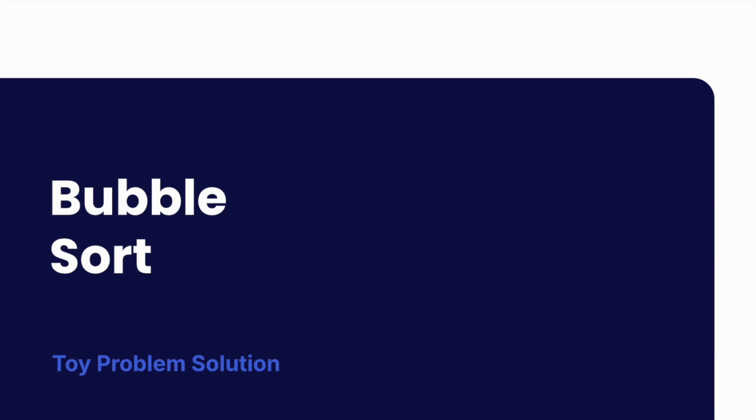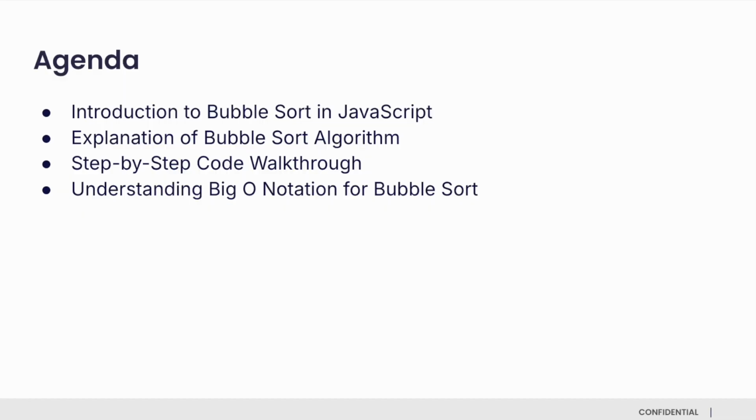Here's what we'll cover today. We'll begin by discussing what the bubble sort algorithm is and how it works. I'll explain the process behind bubble sort with pseudocode and then break down the logic. Then we'll dive into the code, walking step by step through each line to understand the logic and the implementation. And finally, we'll look at the time complexity using big O notation and see how bubble sort performs.